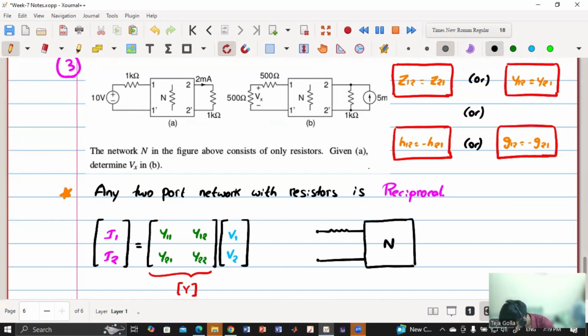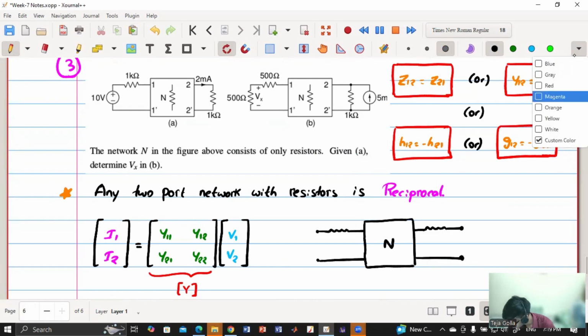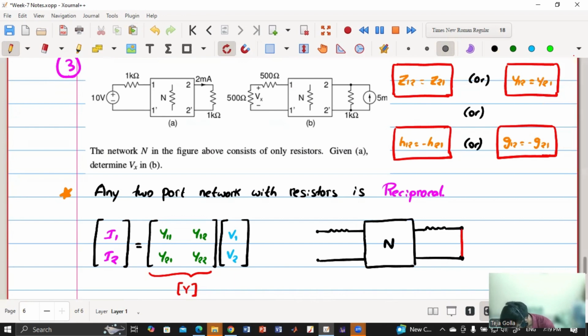Okay, and so I am redrawing the circuit in this fashion. Okay, this is 1 kilo ohm. This is also 1 kilo ohm. So they have given this as 10 volt and this current as 2 milliampere. Got it?